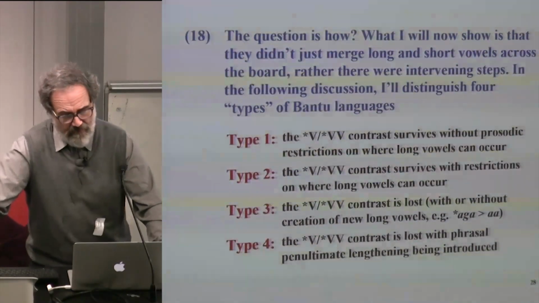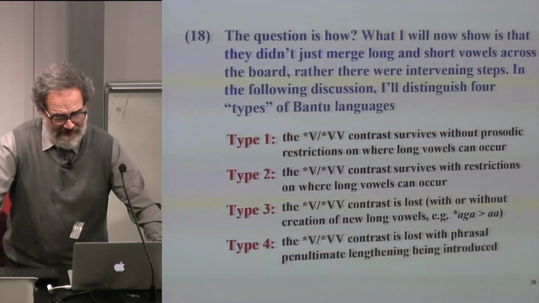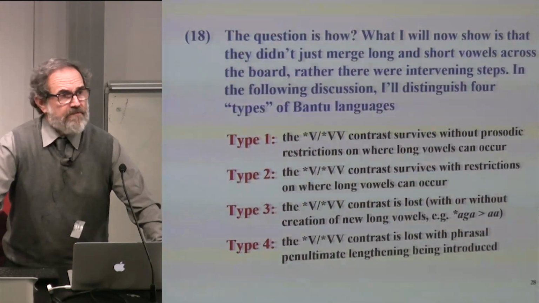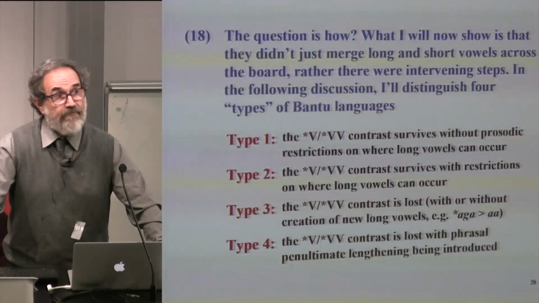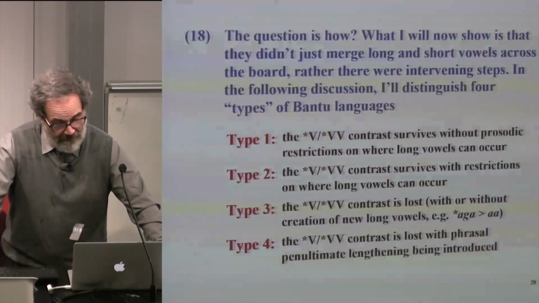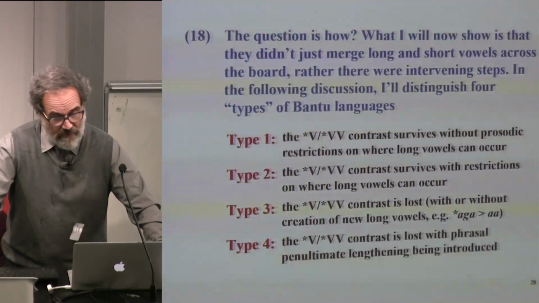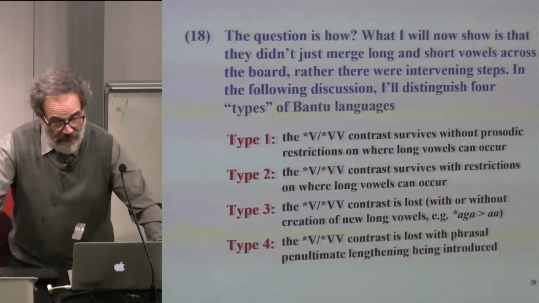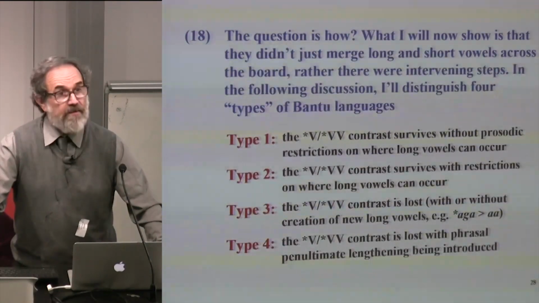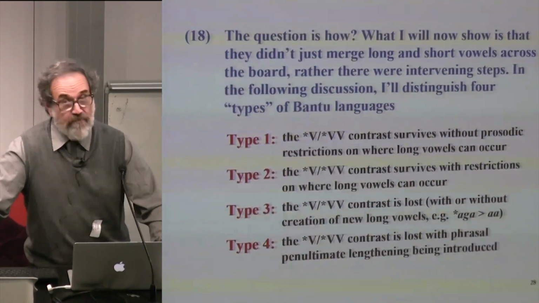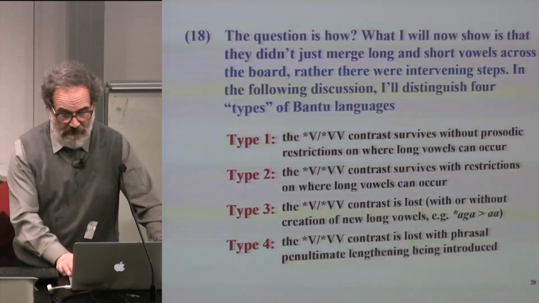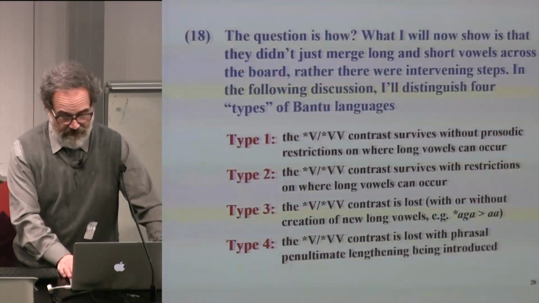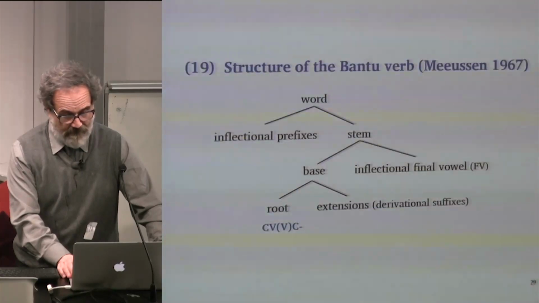And there's been nothing really to replace that that's of great interest, other than we may get some new long vowels by the loss of an intervocalic consonant, as I mentioned earlier. So aga becoming aa, for example. And type 4 is where the contrast is lost, and this one is much more interesting, with phrasal penultimate lengthening being introduced. So we'll have some new lengths coming in that have a completely different function than our original lexical function of the vowel length contrast.